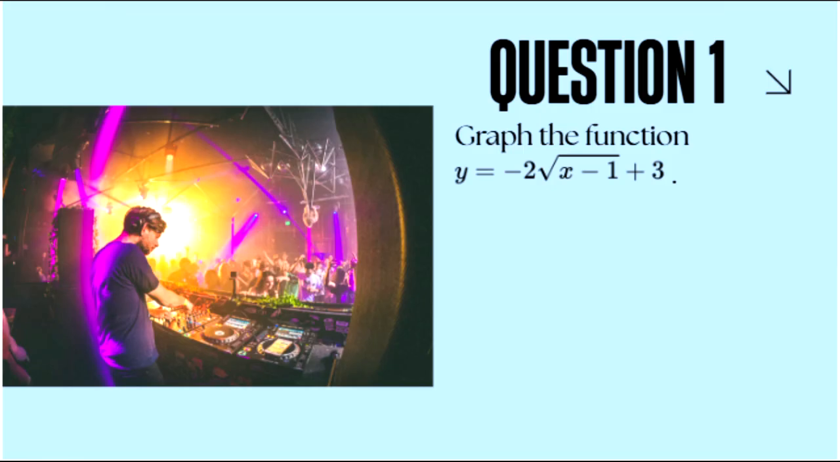This one is you. Graph the function y equals negative 2 times the square root of x minus 1, plus 3. Okay, pause the video. You can use GeoGebra. You can do the table. I'll come back and show you how to do it with a table, because that's the way they're doing it in the math book, but you can see GeoGebra is easy. Pause it, go do it, come back.